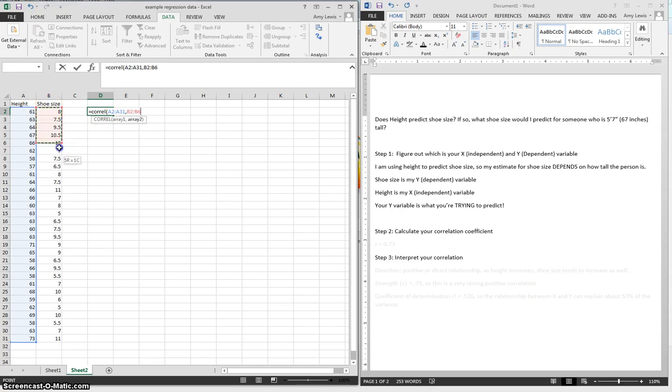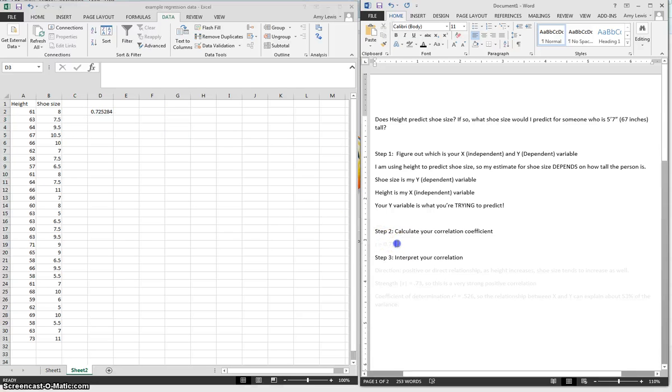for shoe size. It's important in Excel that I preserve the pairs. That is, this person right here who's 64 inches tall has to go with their shoe size of 9.5. It couldn't be paired with somebody else's shoe size. That's the command I type into Excel, and that gives me a correlation coefficient of 0.725, which I'm going to round to 0.73. So right over here, I have my correlation coefficient.